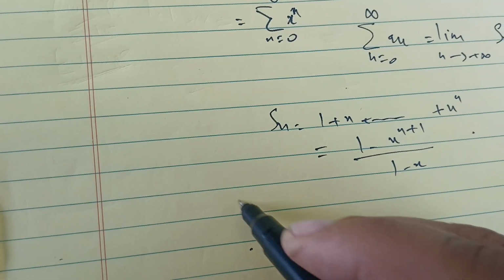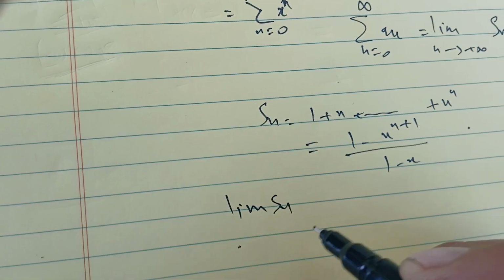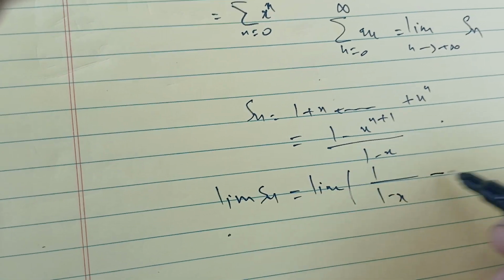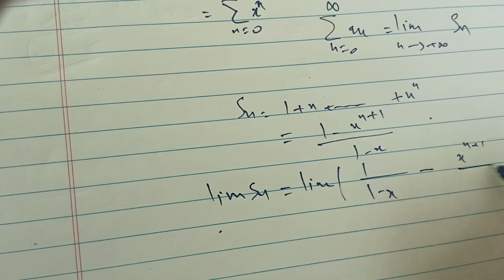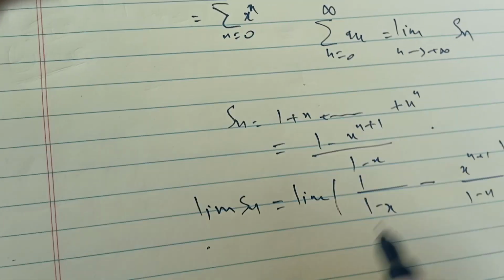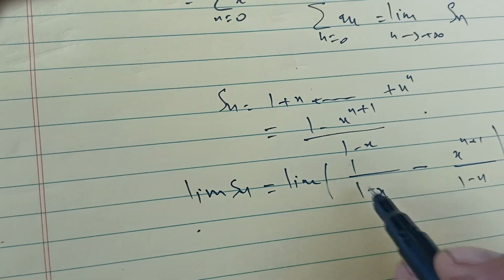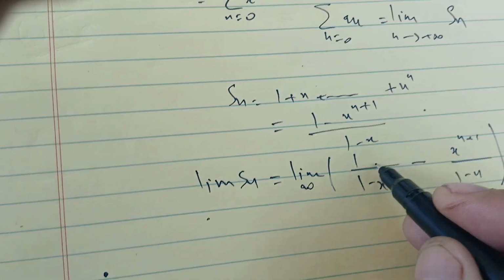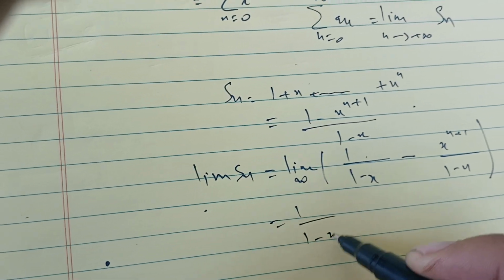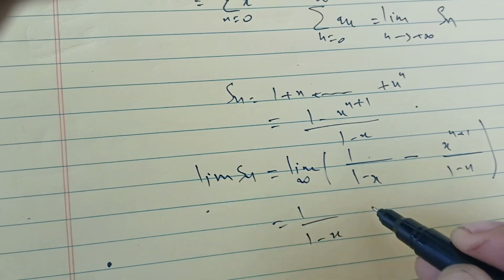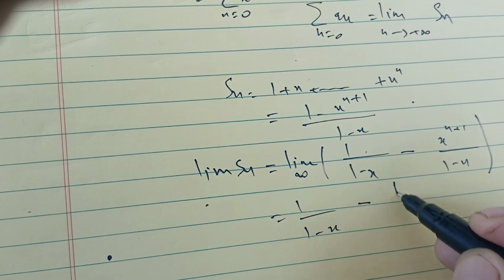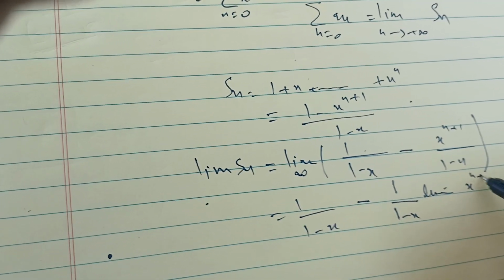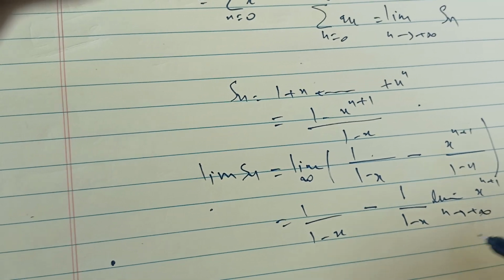Okay, the limit of S_n is the limit of 1 minus x to the power n plus 1 over 1 minus x. So this first term doesn't depend on n. So here we have 1 over 1 minus x minus this limit here, which doesn't depend on n, 1 minus x, and the limit of x to the power n plus 1 as n goes to infinity.